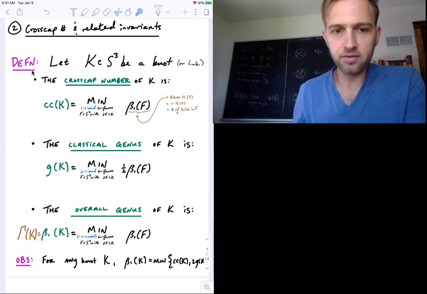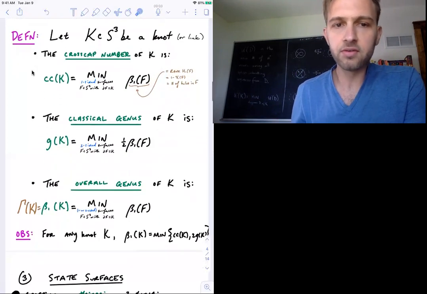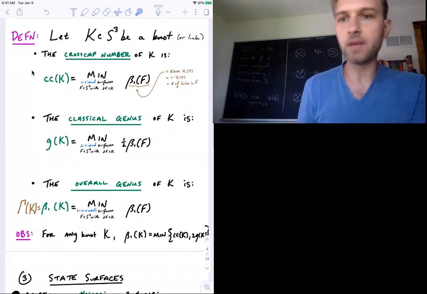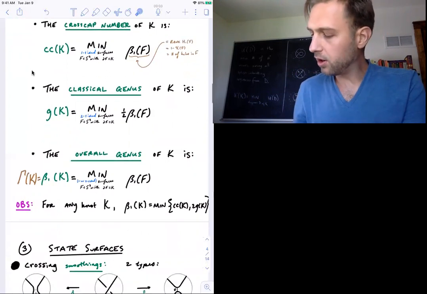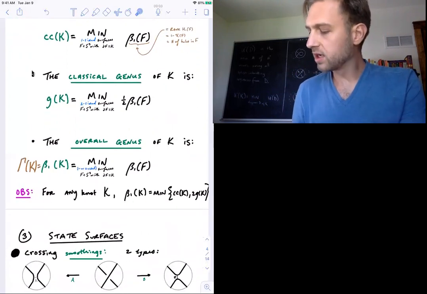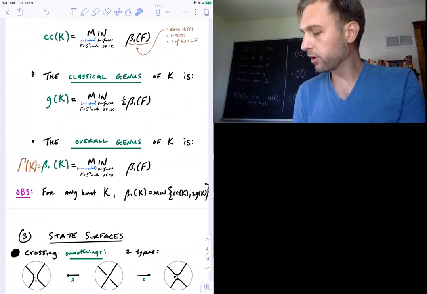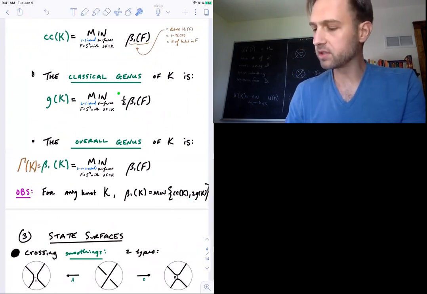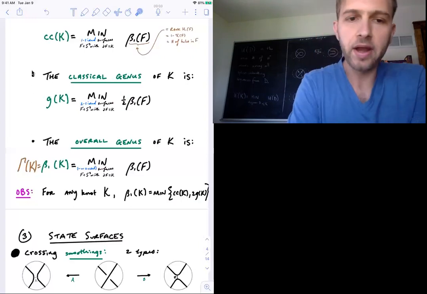Okay, so these three invariants measure the simplest spanning surface for a knot, depending on whether you want the surface to be one-sided, two-sided, or whether you don't care. And notice that this overall genus is always the smaller of the crosscap number or 2 times the genus. And the reason why the 2 is there is because of the 1/2.